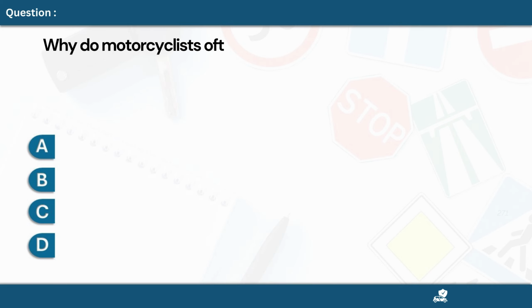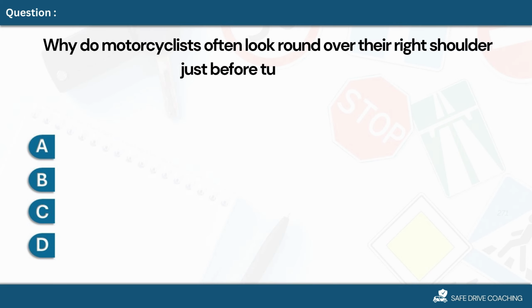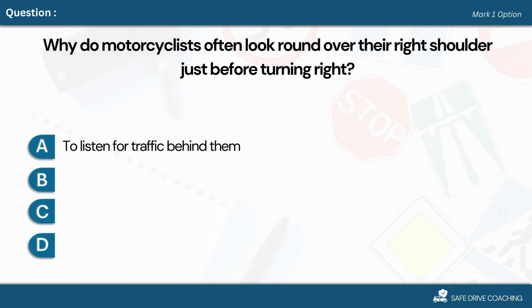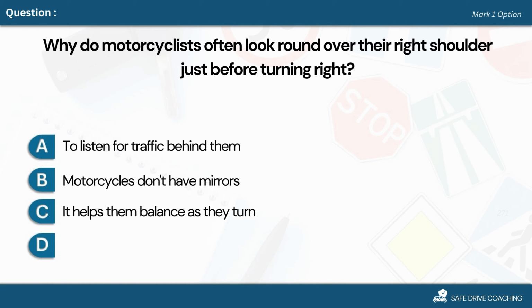Why do motorcyclists often look round over their right shoulder just before turning right? A. To listen for traffic behind them. B. Motorcycles don't have mirrors. C. It helps them balance as they turn. D. To check for traffic in their blind area.